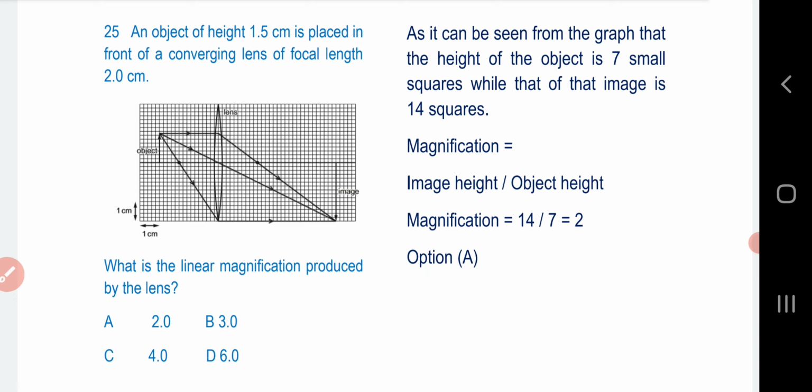In other words, it can be seen from the graph that the height of the object is 7 small squares while that of the image is 14 squares. So magnification is image height over object height. So magnification is 14 over 7, which is equal to 2, or magnification is equal to 3 centimeter over 1.5 centimeter, which is equal to 2. So the answer is option A.